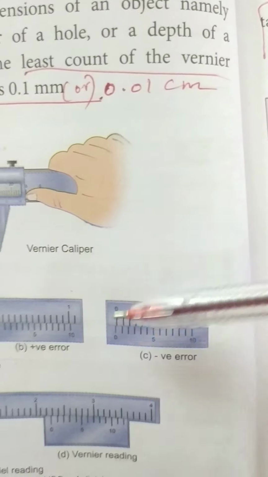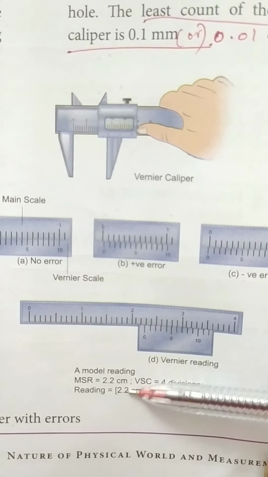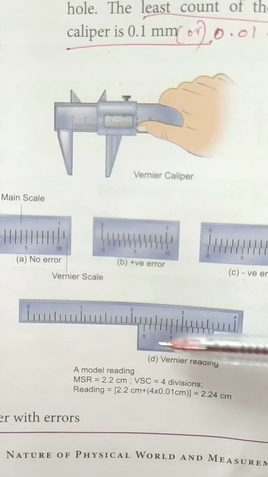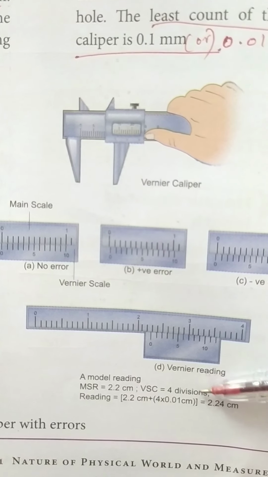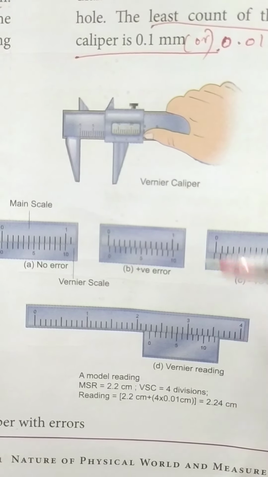And the vernier reading is coinciding like this. This is the vernier reading, this is the main scale reading. Suppose this 0 coincides with the value 2.2 centimeter, and the vernier scale fourth division is coinciding, then the correct reading is 2.2 plus 4 into 0.01 centimeter, that is 2.24 centimeter. And here you can see that the least count of the screw gauge is 0.01 mm, whereas for the vernier caliper it is 0.1 mm, or you can write it as 0.01 centimeter. So here 0.01 mm, here 0.1 mm. That is the main difference.